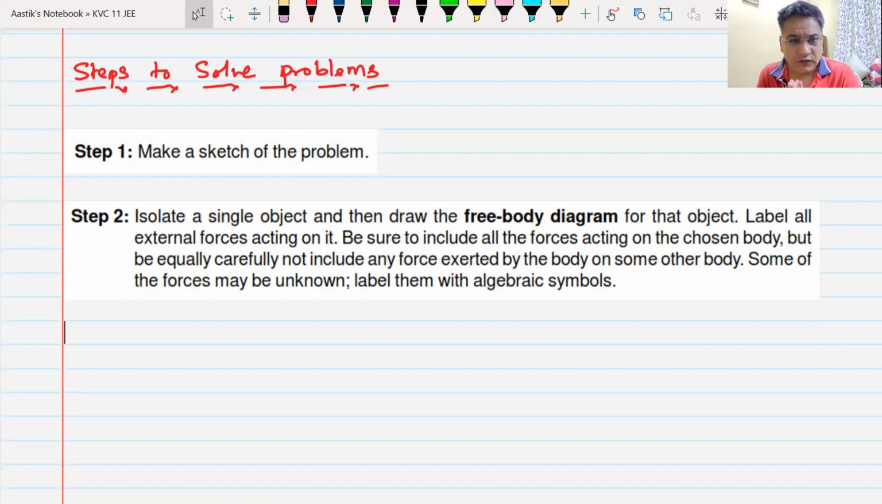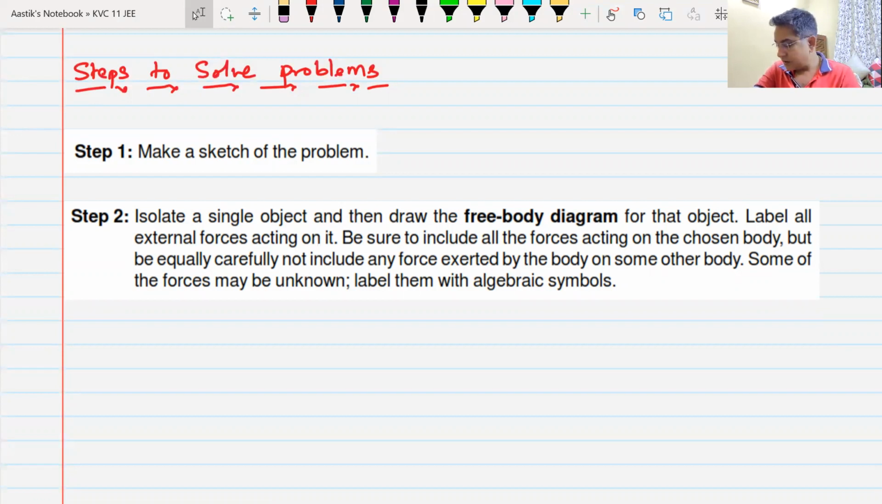So in step number 2, what we are going to do is draw the free body diagram of a body, and we will mark all the forces acting on the body. What will be the next step? Step number 3.